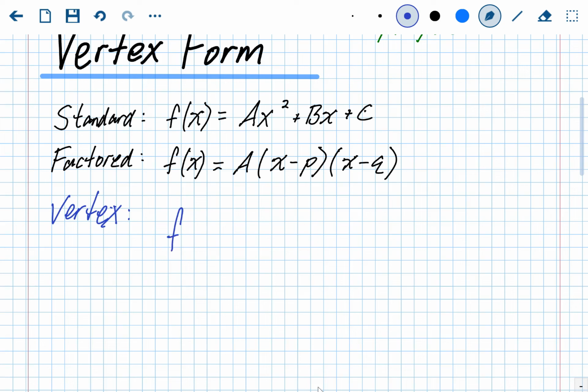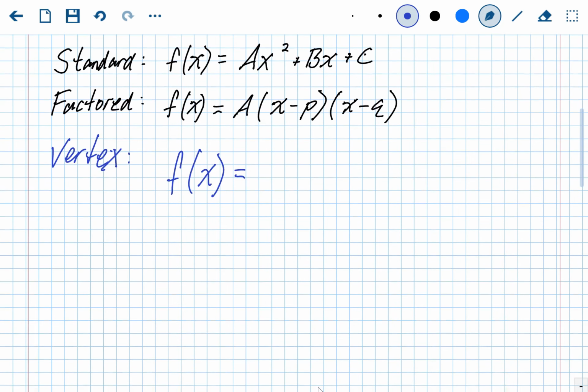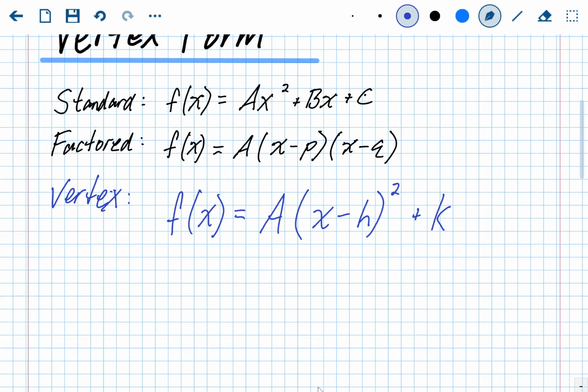Vertex form is f of x equals a times x minus h squared plus k. Okay. So with two new variable letters, we got an h and a k. But now one thing to notice about all three of these forms: standard form has an a value, factored form has an a value, vertex form has an a value. All three of those a values are going to be the same. Okay, so it doesn't matter what form it is. We could write all these equations in all three forms, and that a value is always going to be the same.